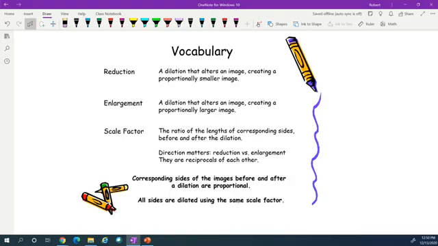Now, a reduction and an enlargement, they are reciprocals of each other. Making it 2 times bigger is a scale factor of 2. Making it half the size is a scale factor of 1/2. So they are reciprocals of each other. So we have to know direction. Are we enlarging or are we reducing in order to get the scale factor correct? Some cases we'll be given the scale factor. In some cases, we have to figure out the scale factor.